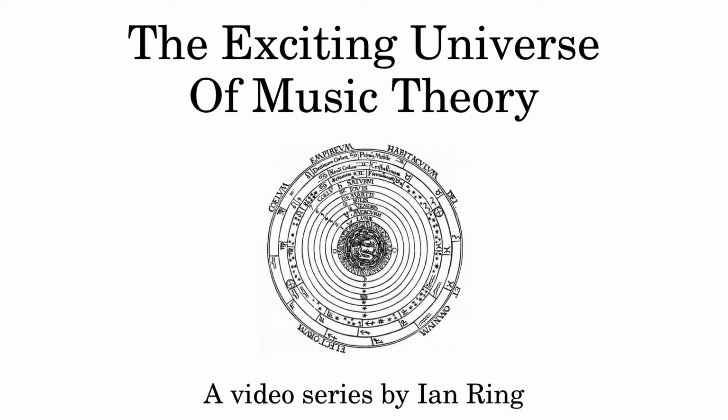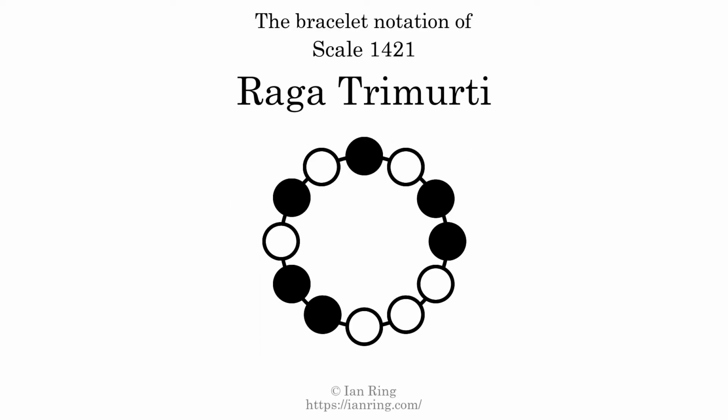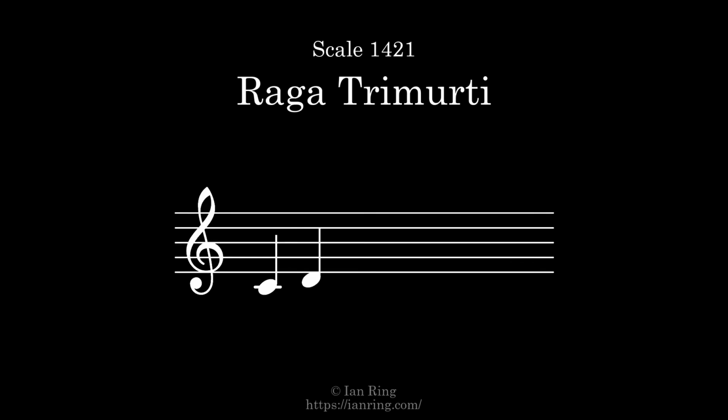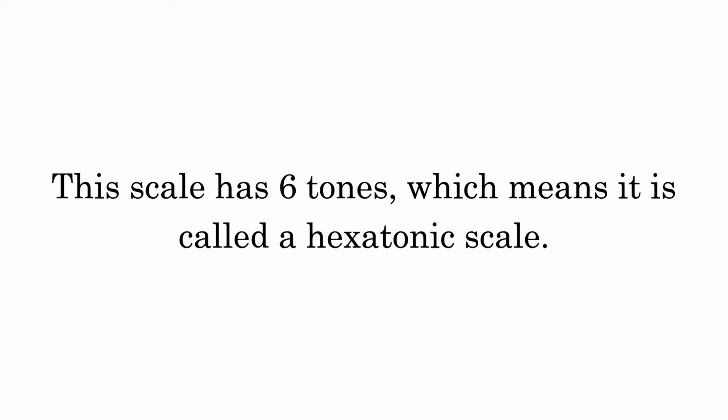Welcome to the exciting universe of music theory. Are you ready to learn? Then let's begin. Today we will talk about Scale 1421, Raga Trimurti, which sounds like this. This scale has 6 tones, which means it is called a hexatonic scale.